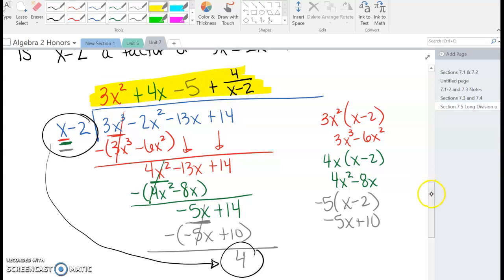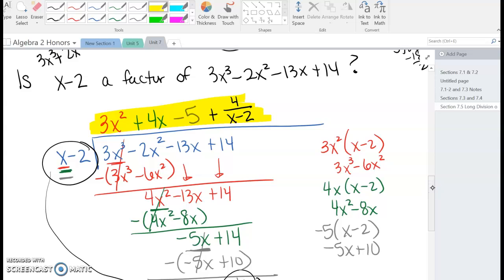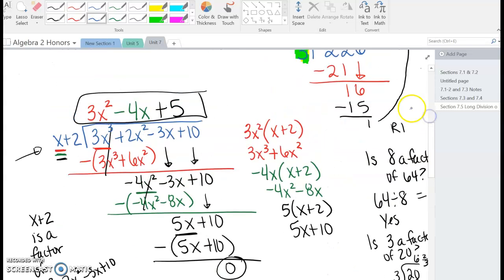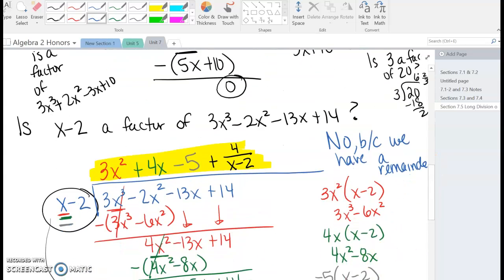But the question was, is x minus 2 a factor? So I didn't want to just know the result. I wanted to actually answer this question. To answer the question, I'm going to say no, because we have a remainder, right? So it doesn't divide nicely. So it's not a factor.